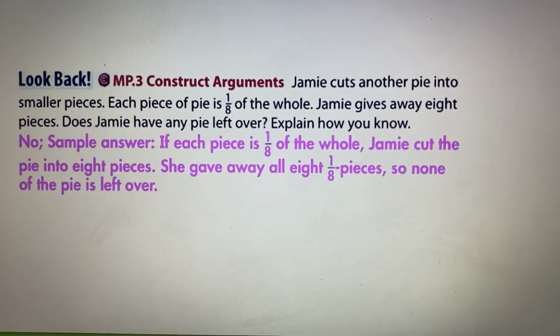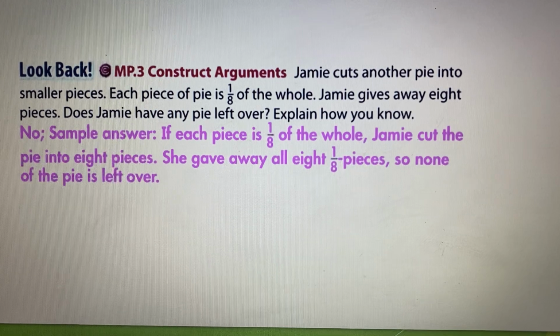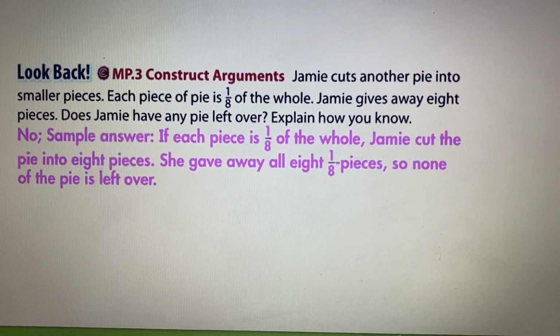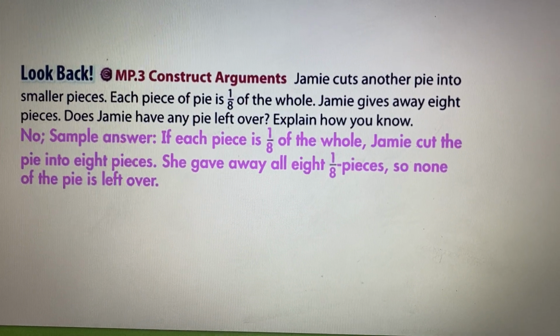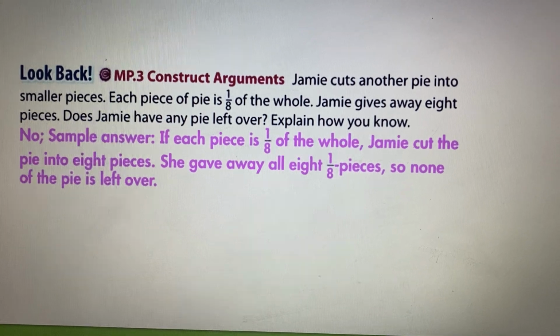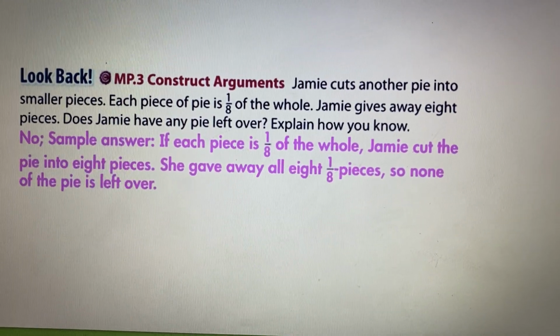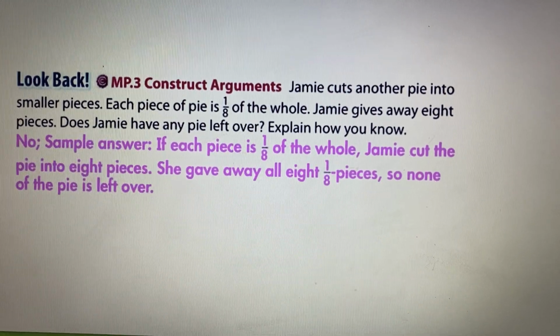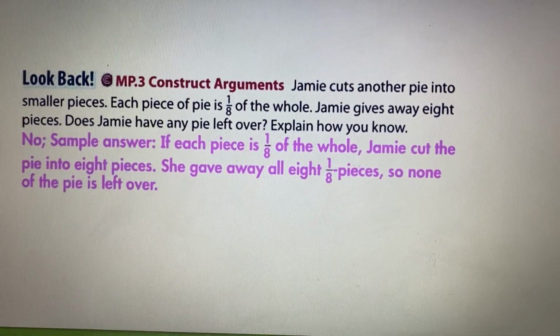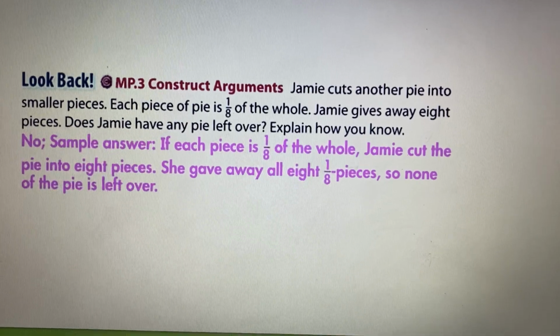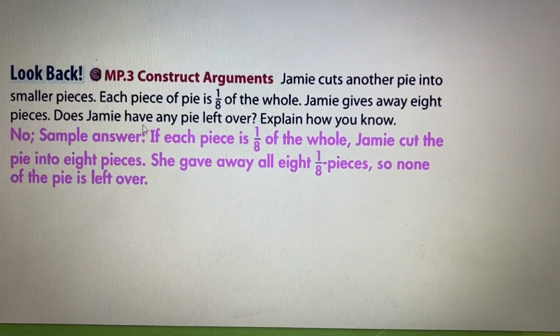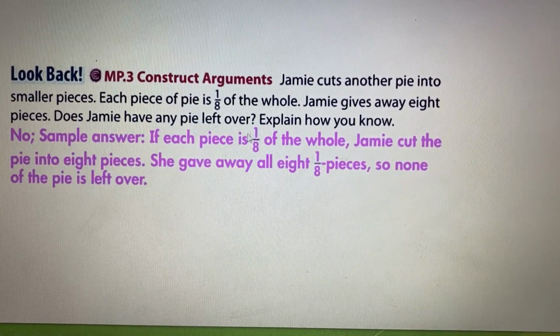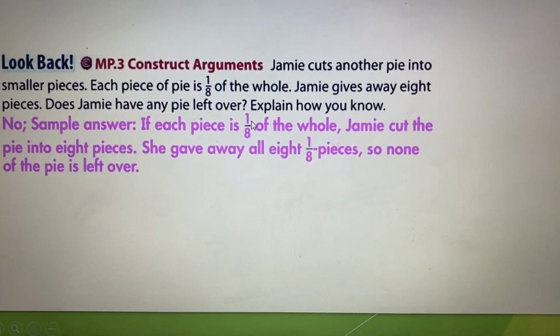Jamie cuts another pie into smaller pieces. Each piece of pie is 1/8 of the whole. So now she cut the pie into 8 equal parts. Jamie gives away 8 pieces. Does Jamie have any pie left over? Okay, now let's think about it.